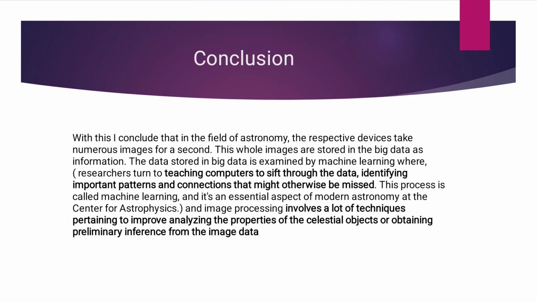Conclusion. With this, I conclude that in the field of astronomy, the respective devices take numerous images per second. These whole images are stored in big data as information. The data stored in big data is examined by machine learning, where researchers turn to teaching computers to sift through the data, identifying important patterns and connections that might otherwise be missed. This process is called machine learning and it's an essential aspect of modern astronomy at the center of astrophysics.